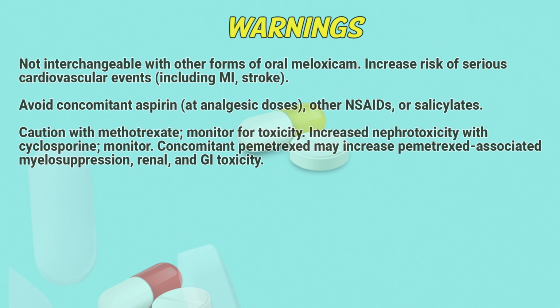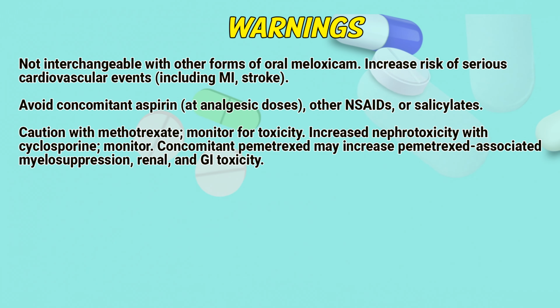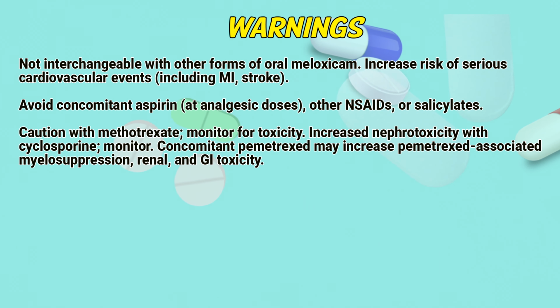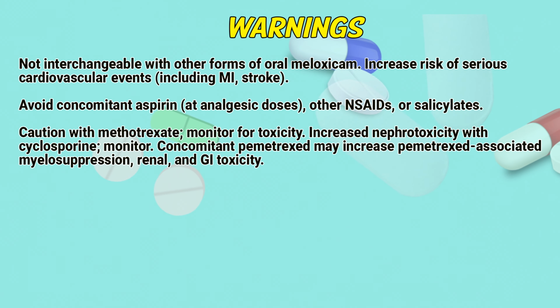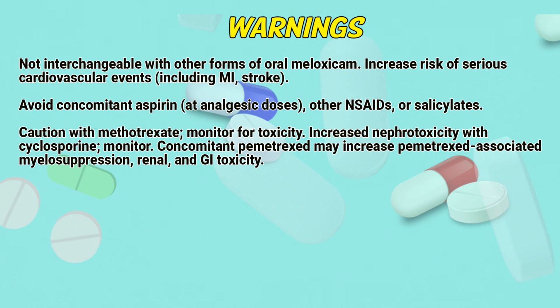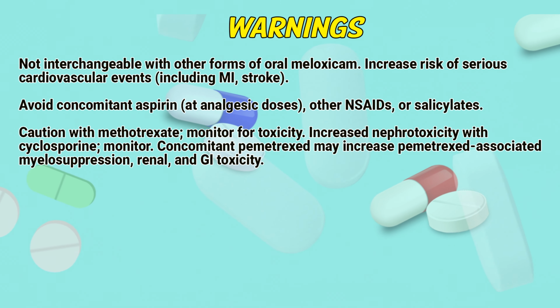Warnings. Not interchangeable with other forms of oral Meloxicam. Increased risk of serious cardiovascular events. Avoid concomitant aspirin at analgesic doses, other NSAIDs or salicylates. Caution with methotrexate, monitor for toxicity. Increased nephrotoxicity with cyclosporin, monitor. Concomitant pemetrexed may increase pemetrexed-associated myelosuppression, renal, and GI toxicity.